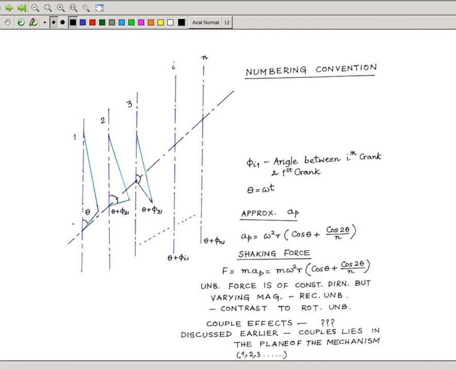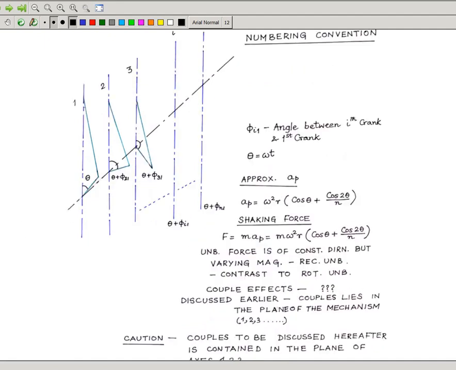Here we are considering the primary and secondary part of the acceleration. So this is the primary part, and this is the secondary part. So for each of these cylinders, this is the force. The unbalanced forces are all along these lines, but at one instant their magnitudes are not constant because theta is different for each of them.